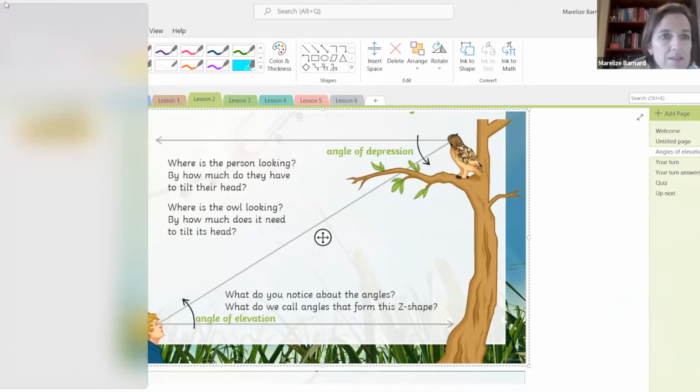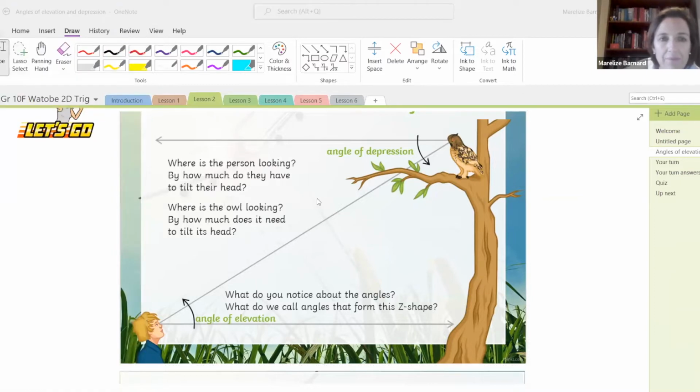Sorry, if you can just give me a second. My screen is doing some funny things here. Okay, that should be better. Okay, so here we go.